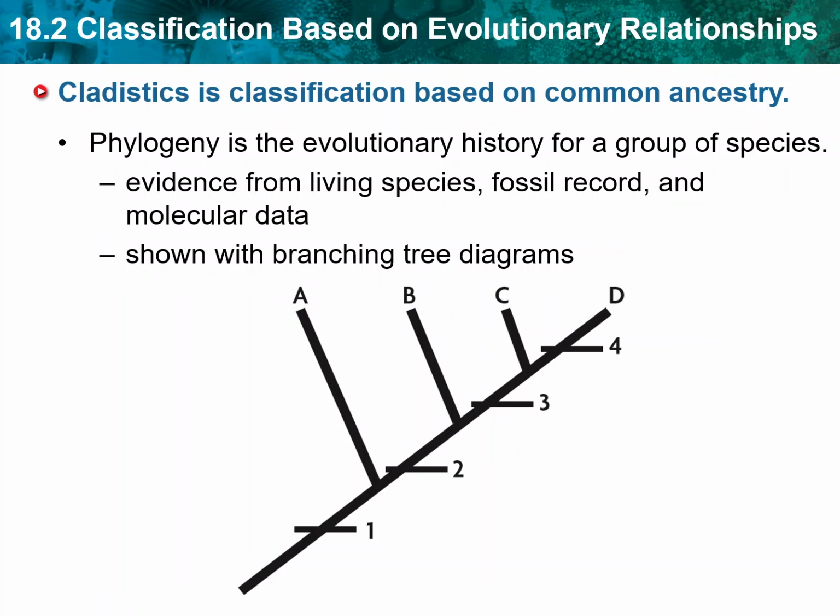The evolutionary history for a group of species is called a phylogeny. Phylogenies can be shown as a branching tree diagram. In a way, these types of diagrams are like family trees. The branches of a family tree show how many family members are related to each other. The branches of an evolutionary tree show how different groups of species are related to each other.